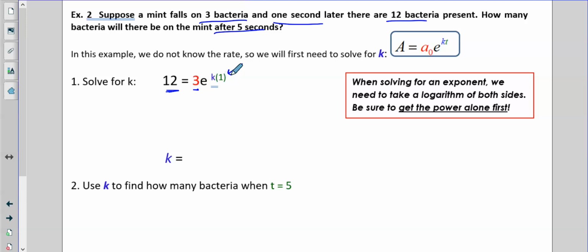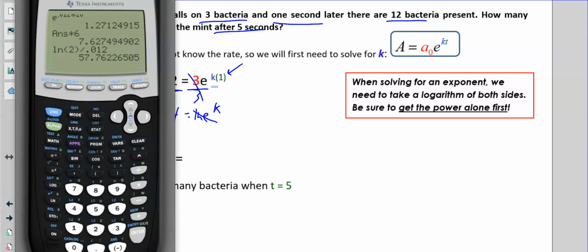So we need to get K by itself. What we need to do is, again, like just shown, divide by 3, and that gives us 4 equals e to the 1K. At this point, we ln both sides. That disappears. So K is basically whatever ln of 4 is.